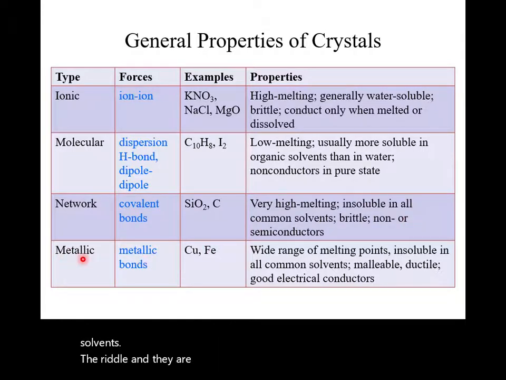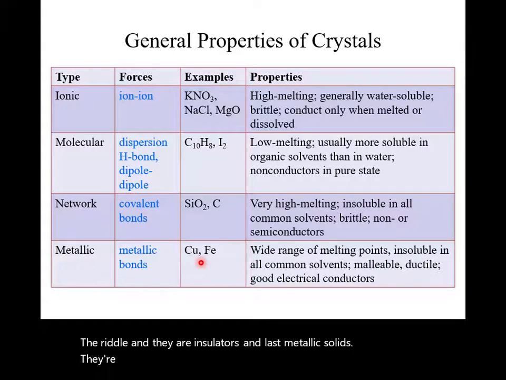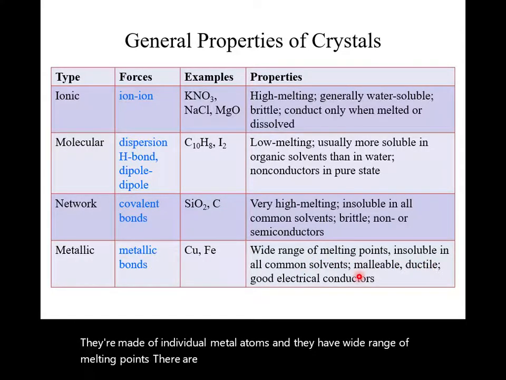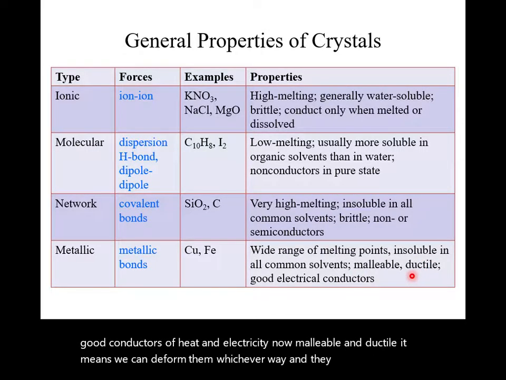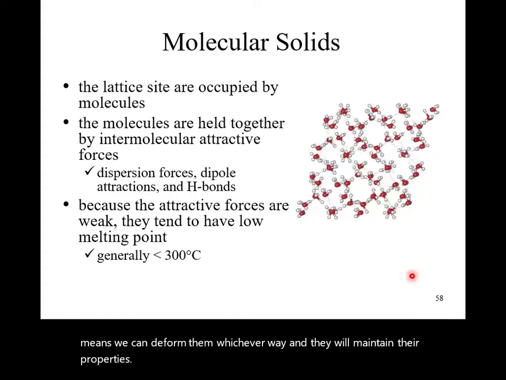And last, metallic solids. They're made of individual metal atoms, and they have a wide range of melting points. They are insoluble, and they're malleable, ductile, and good conductors of heat and electricity. Malleable and ductile means we can deform them whichever way, and they will maintain their properties. Let's take a look at them in a little bit more detail.